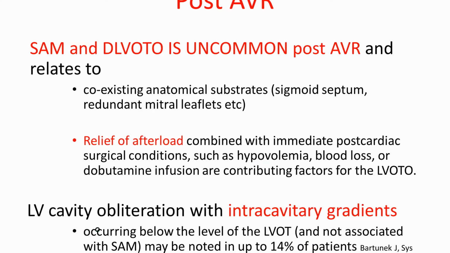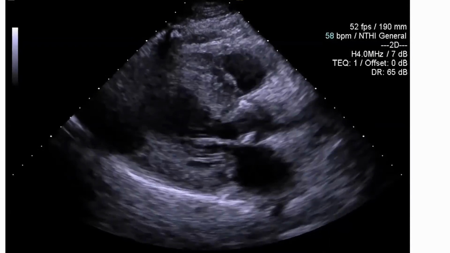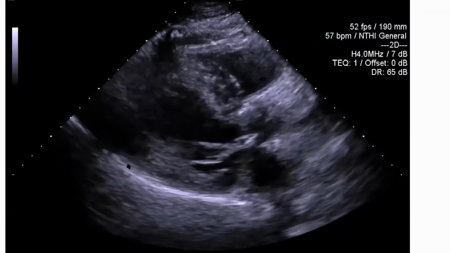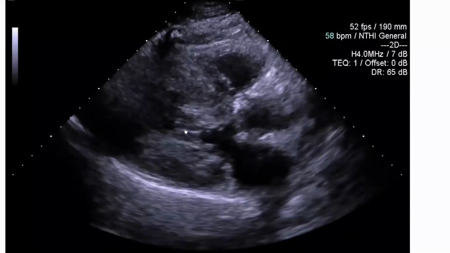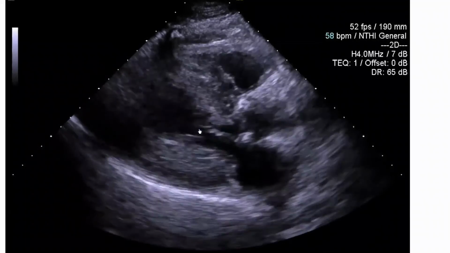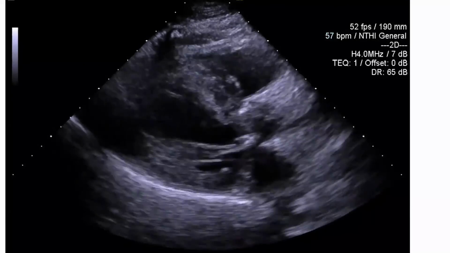But more commonly, you tend to get it in the mid cavity because the hearts are thick, particularly in the smaller ball of muscle hearts, as I talked about. You tend to get obstruction, but it tends to be below the level of the LVOT, and that's noted in about up to 15% of patients. So here's the patient with an aortic prosthesis, and you can see that there's almost cavitary obliteration post-op, and you can see some of the valve and caudal apparatus is impinging on the septum.